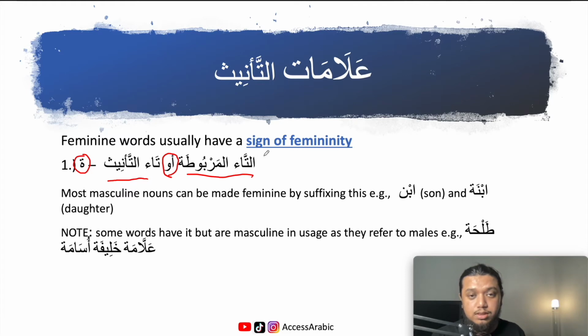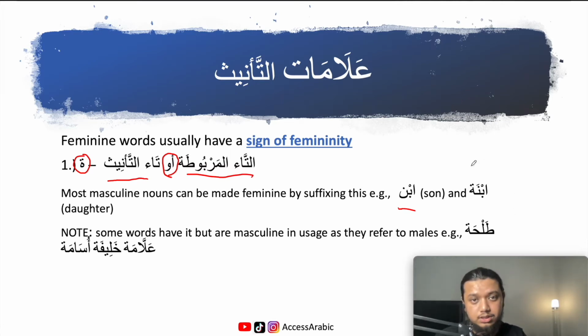So this sign, if you see this sign on a word, this little ta, it generally means the word is feminine. And most masculine nouns can be made feminine by suffixing this. For example, we have the word here, ibn. Ibn means son. So if we wanted to make this word feminine, we can do so by adding the ta marbuta. So ibn becomes ibna.